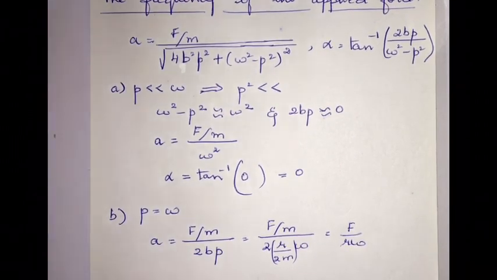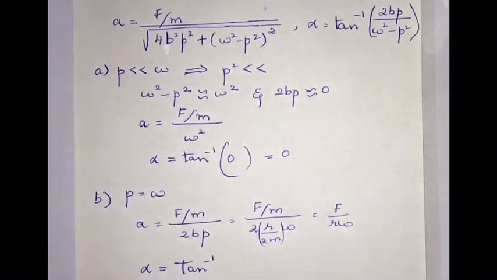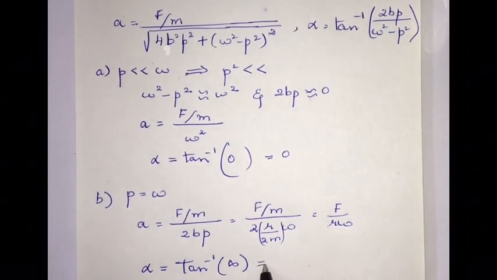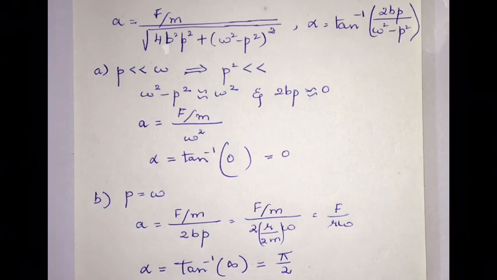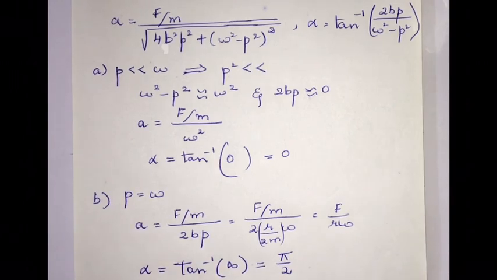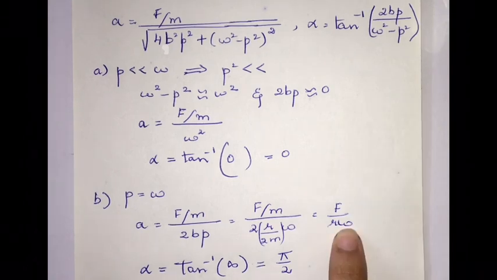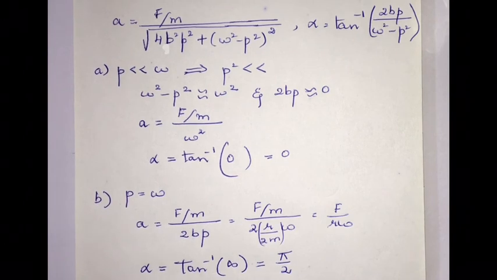That is the amplitude. What happens to alpha? Alpha is equal to tan inverse of 2BP by omega square minus P square, and we know P is equal to omega, so the denominator becomes 0. So that will be tan inverse of infinity, which is equal to pi by 2. This means that there is no square term on omega in the denominator, so the amplitude will have the highest value under this condition for a given damping force. Since the denominator is a small number, the amplitude will be a large number. This is actually a condition called resonance, which we will discuss separately later.